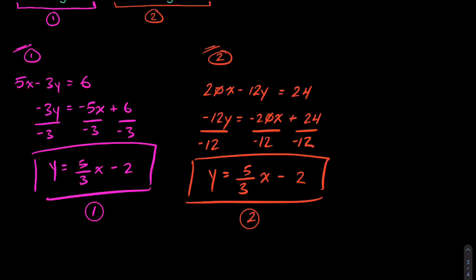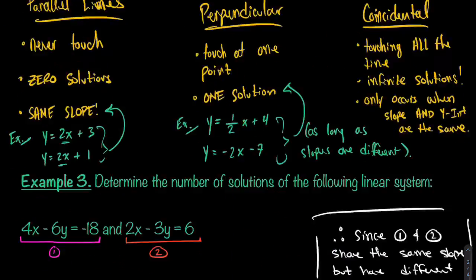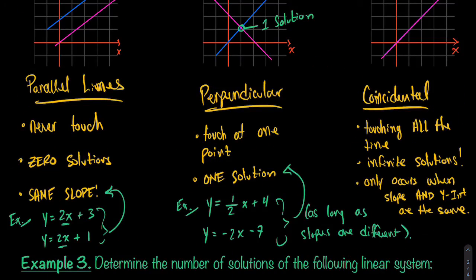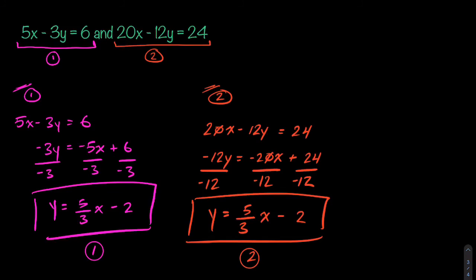So how many solutions is this one going to have? Let's compare the equations. We have y equals 5 over 3x minus 2 and y equals 5 over 3x minus 2. They're the exact same equation. So therefore, they're coincidental, right? They're coincidental based on the fact that they have the same slope, and they have the same y-intercept, the same slope, 5 over 3, and the same y-intercept, negative 2.